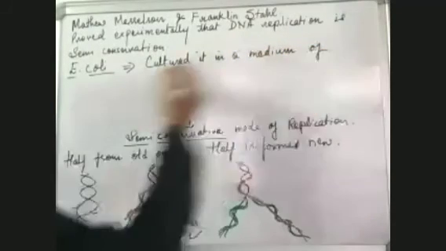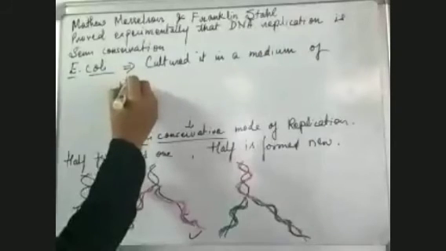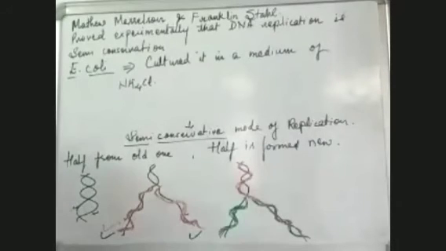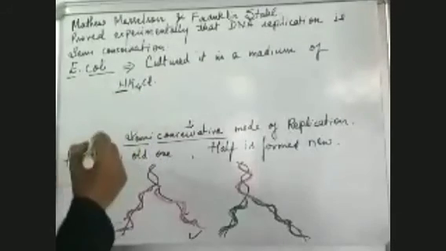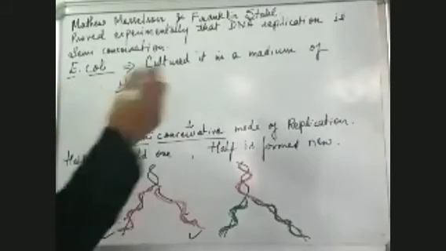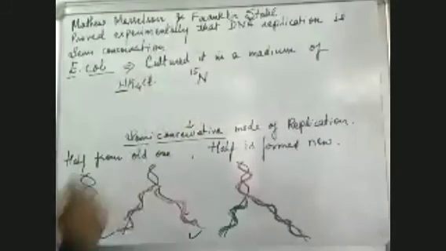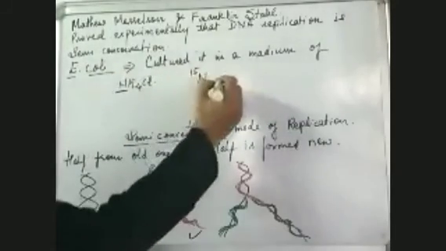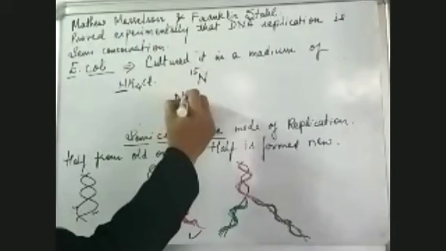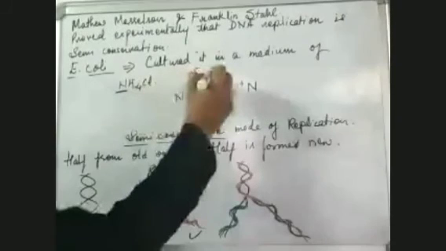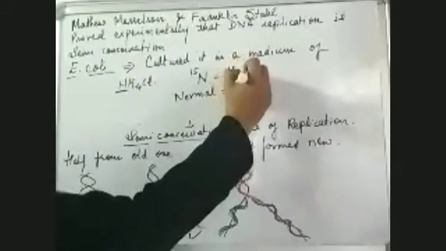of NH4Cl. But what was special about this NH4Cl? The special thing was this nitrogen, which was used in making the solution of NH4Cl. It was a heavy isotope of nitrogen, N15. What is the normal isotope? Normal form of nitrogen is N14. But they used this heavy isotope of nitrogen.